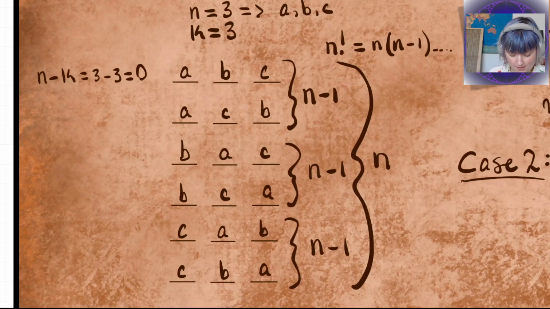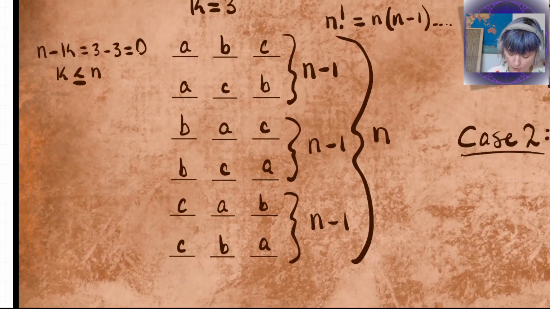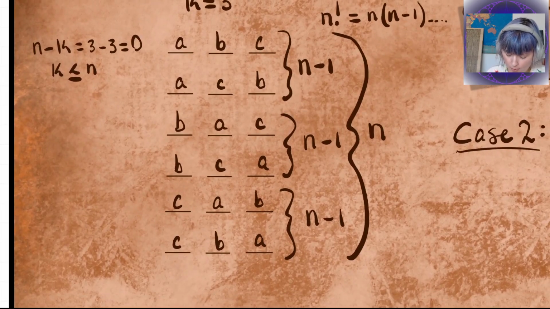And so what we can say about K is that K has to be less than n. Well, less than or equal to n, right? In this case, it's equal to, which is fine. So what we might want to take a look at next is, okay, what if K is not equal to n?